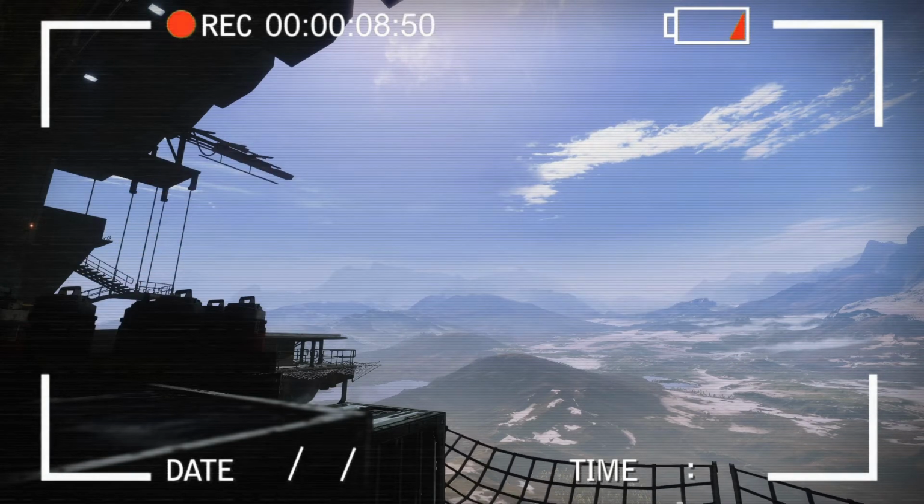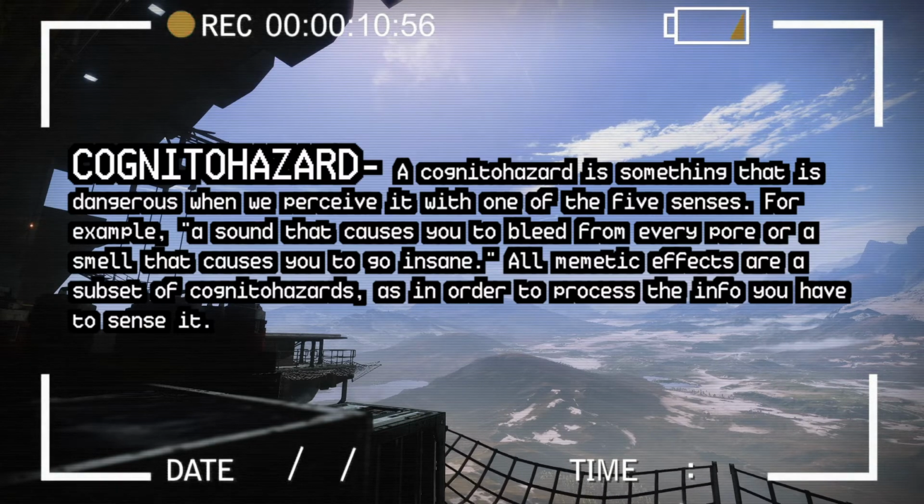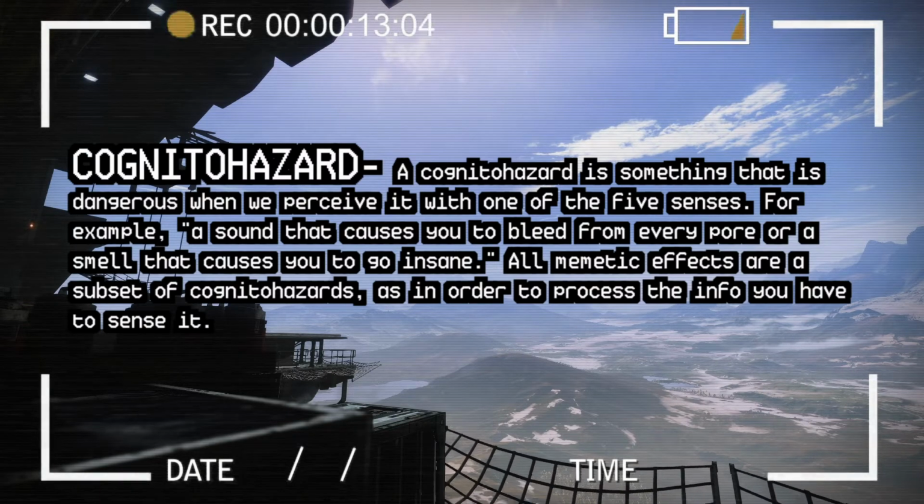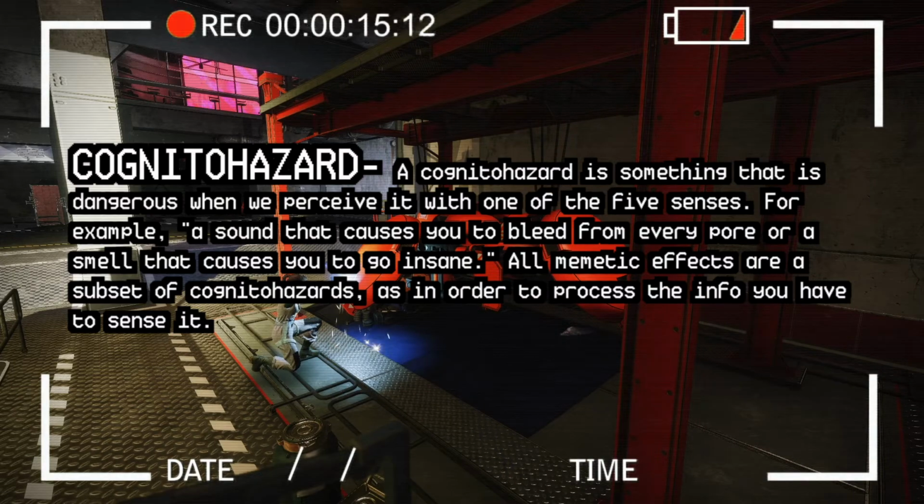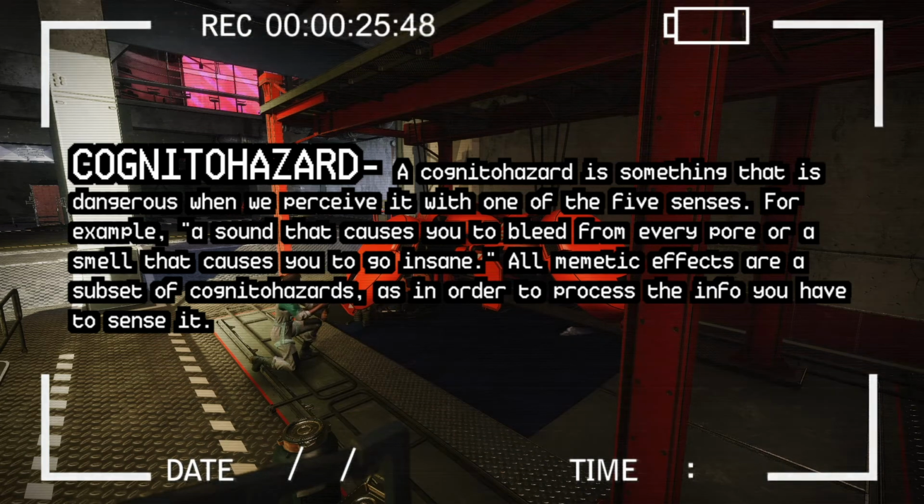Cognito hazard. A cognito hazard is something that is dangerous when we perceive it with one of the 5 senses. For example, a sound that causes you to bleed from every pore, or a smell that causes you to go insane. All memetic effects are a subset of cognito hazards, as in order to process the info, you have to sense it.